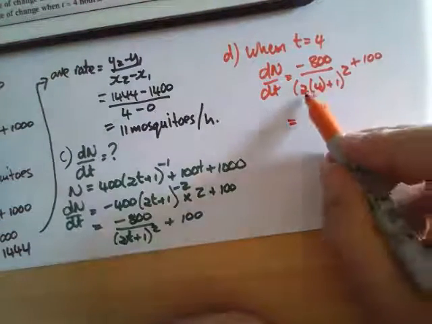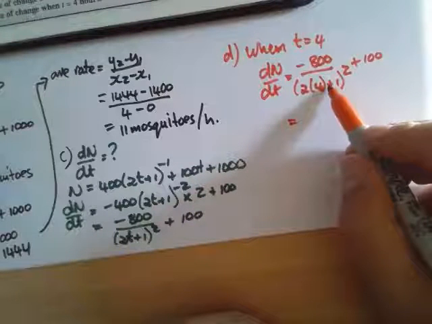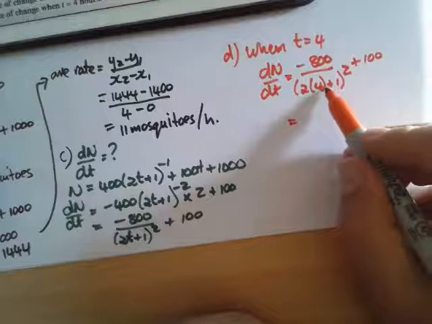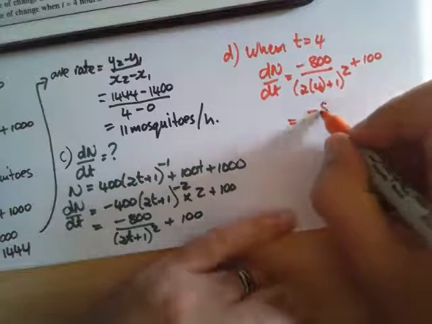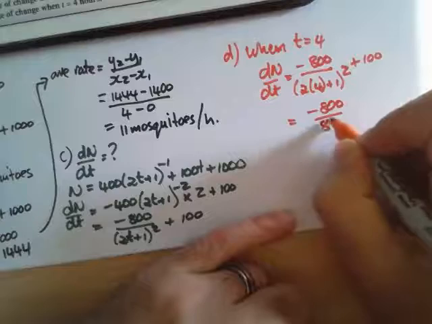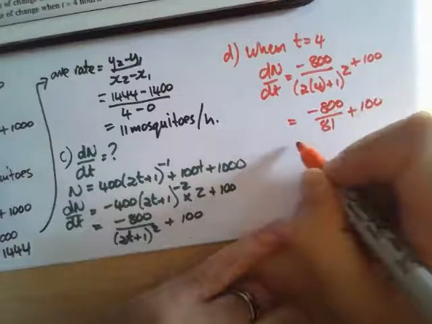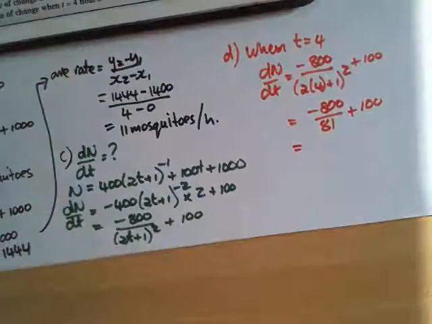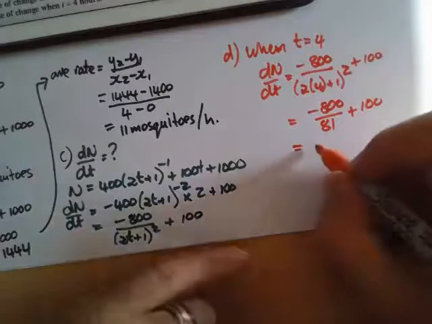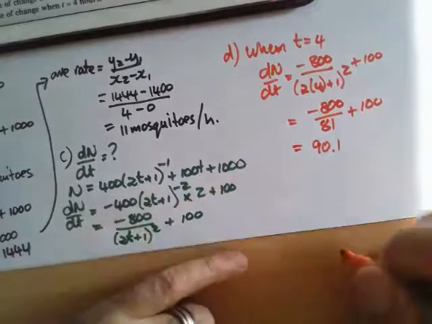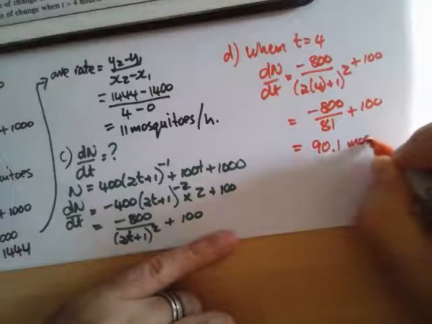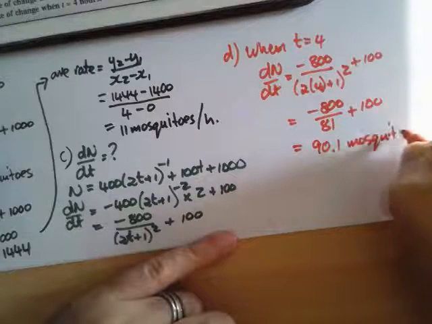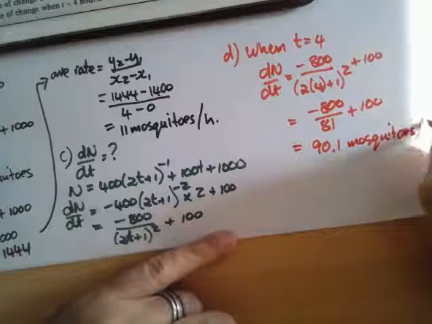This is going to give us 2 times 4 is 8, 8 plus 1 is 9, 9 squared is 81. So it's -800 over 81 plus 100. If I do that on my calculator, it gives us 90.1 mosquitoes per hour.